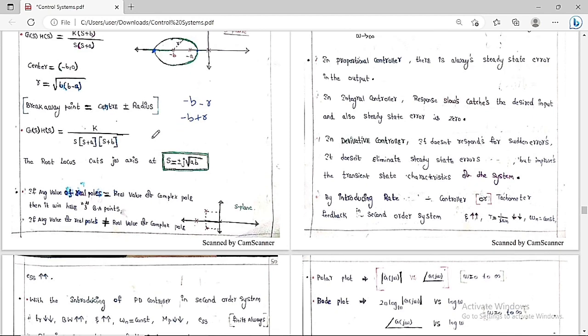So now let's go to the other one, which is G of s H of s is equal to k by s into s plus a into s plus b. So this is an open loop transfer function.